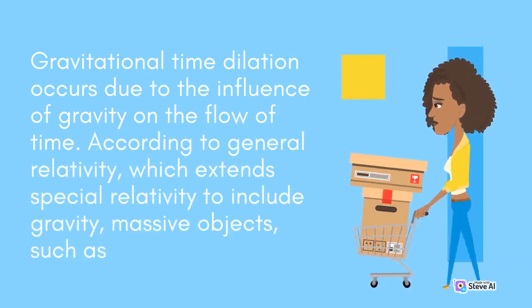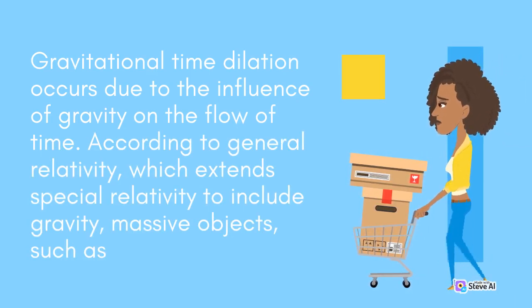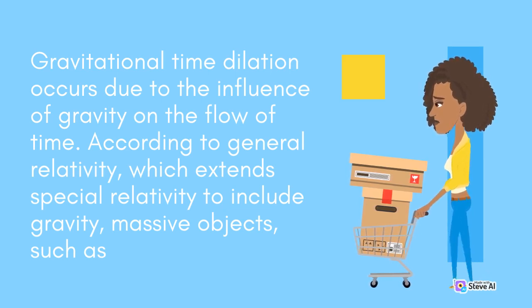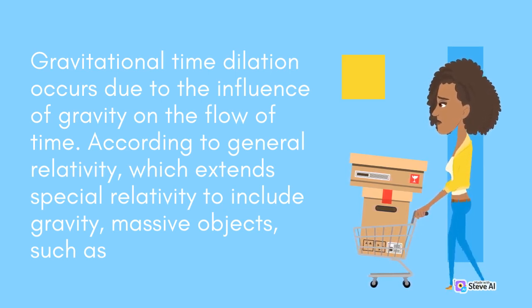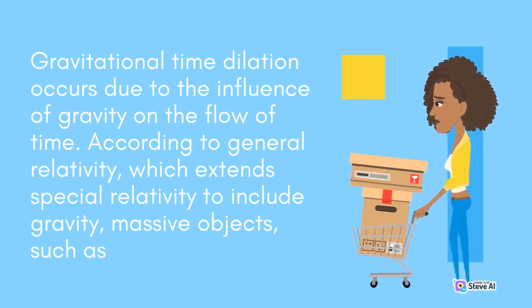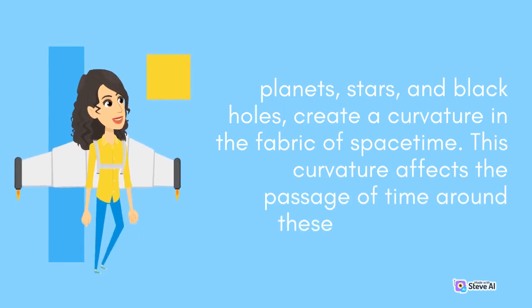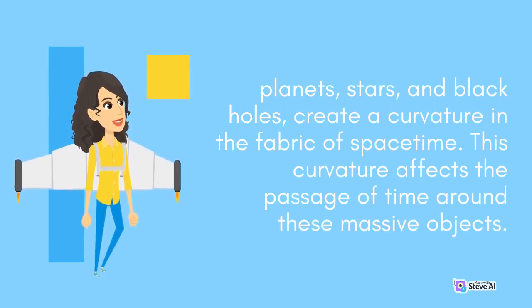Gravitational time dilation occurs due to the influence of gravity on the flow of time. According to general relativity, which extends special relativity to include gravity, massive objects, such as planets, stars, and black holes, create a curvature in the fabric of spacetime. This curvature affects the passage of time around these massive objects.